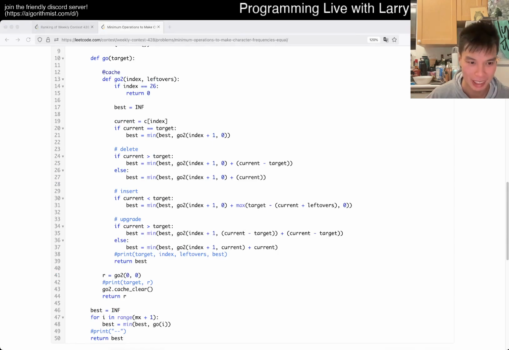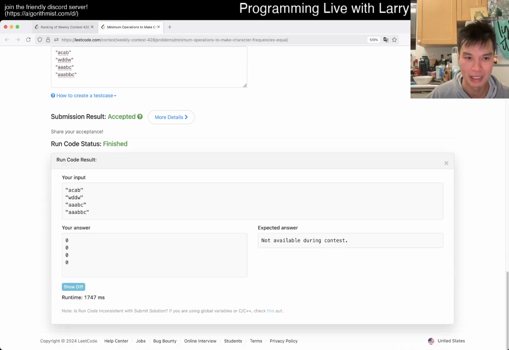Okay, let me actually ask ChatGPT. Can you give me a random function to generate a random string of length n? Okay, right. Because I feel like I do. So 1.7 seconds for this case.